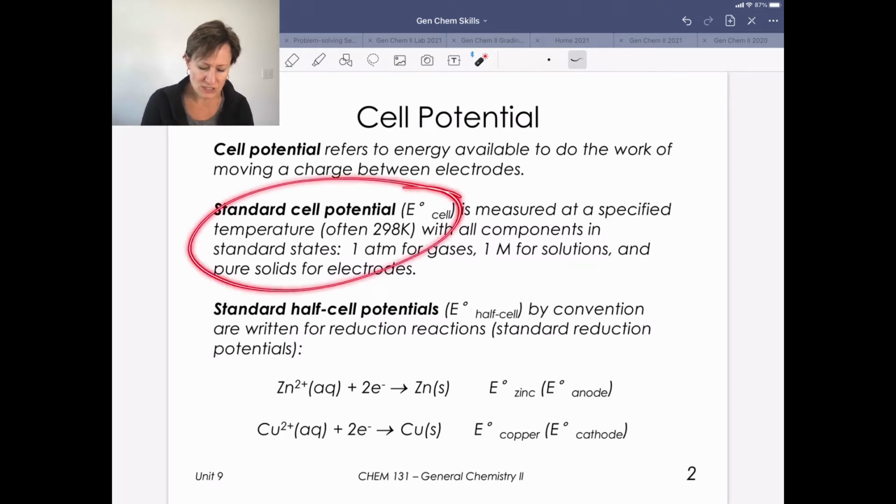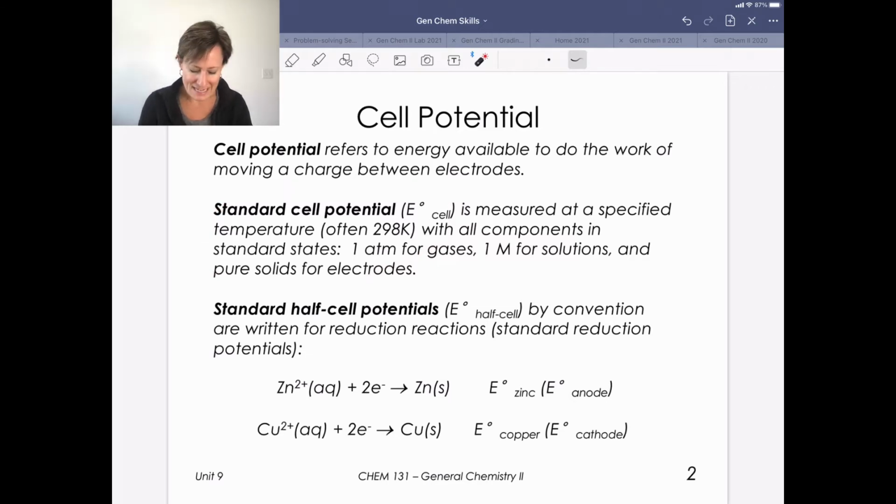So this is what we call standard cell potential, or E°cell. And it's measured, again, at a specific temperature, often 298 K, with all our components in the standard state: 1 atmosphere for gases, 1 molar solutions, pure solids for our electrodes. So we've got some standard conditions, which is why we see that standard symbol.